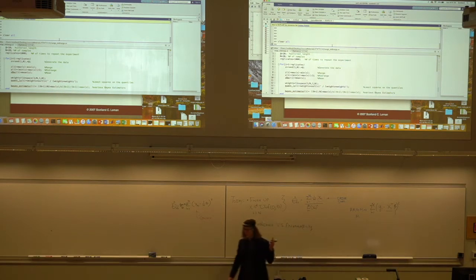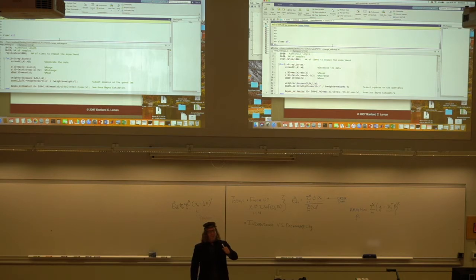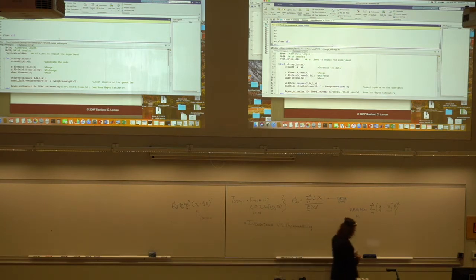Anybody ever seen a problem like this before? Is that just the linear regression? Yeah, this is a regression problem. This is the typical least squares sort of problem. So this is what we do in regression.